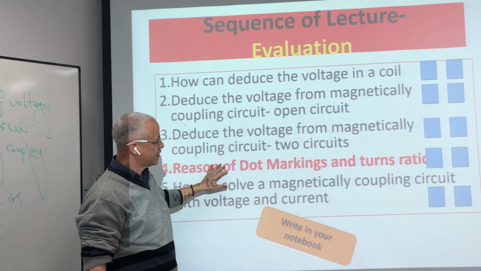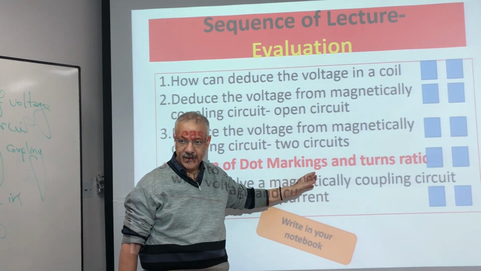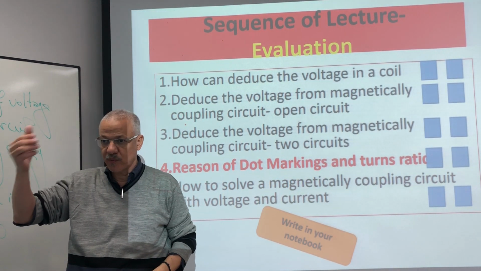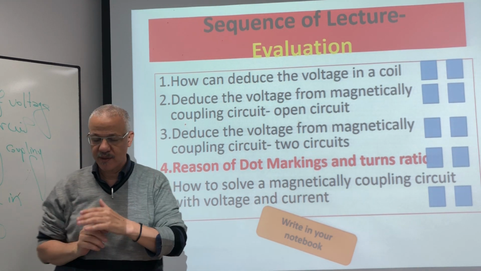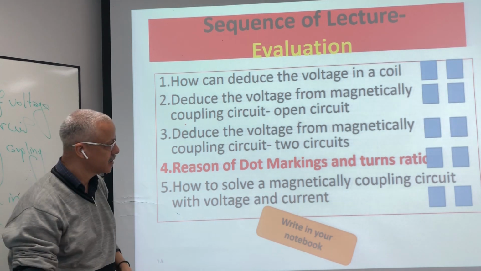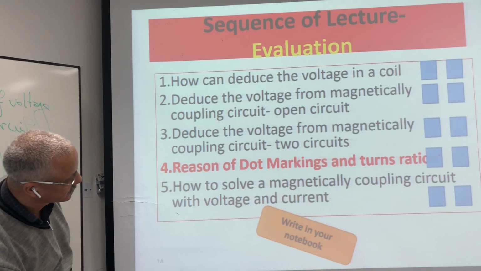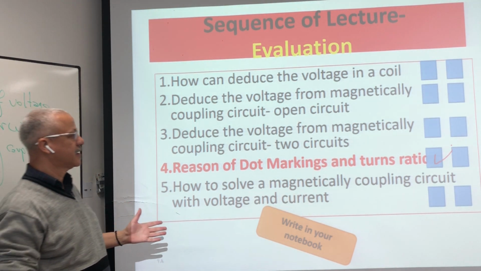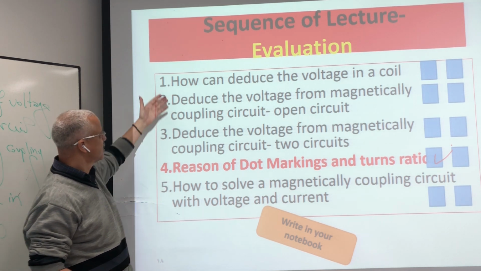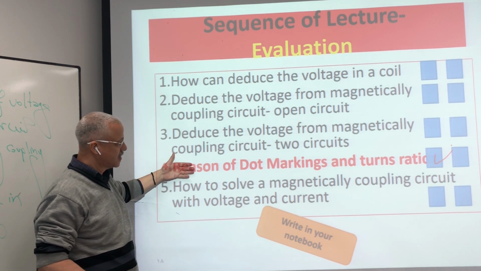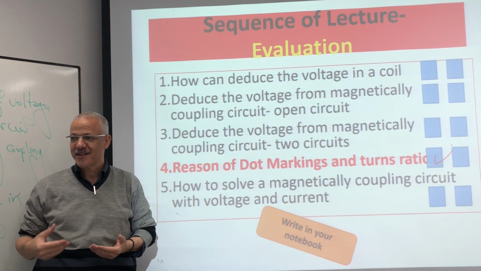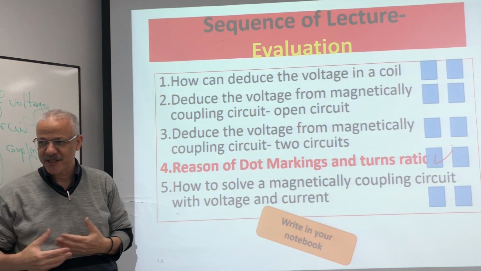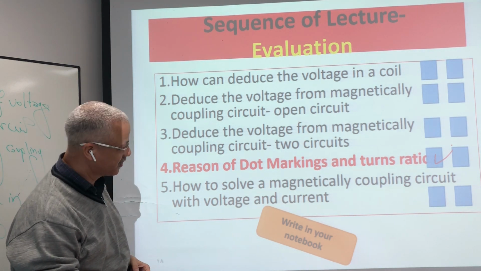Have you understood the dot marking? Have you understood why we put dot marking to indicate the direction of coils, as inside or outside? Yes, it's okay. Now, basically you understand the first, second, third, fourth. So we have to solve some problems according to what we explained now. So it is very important for you.